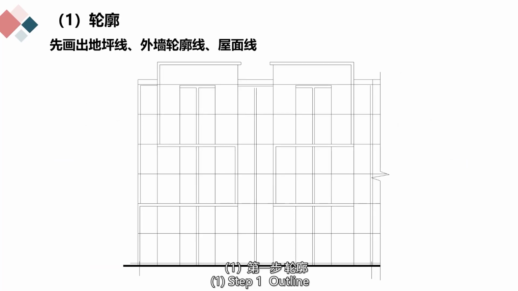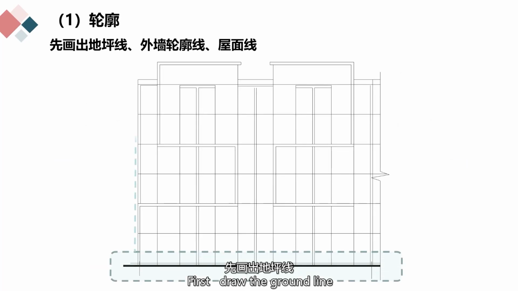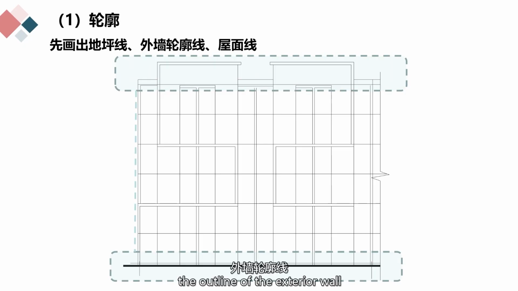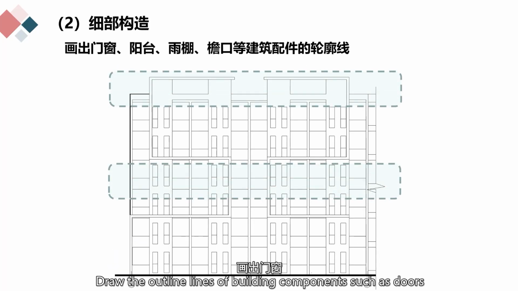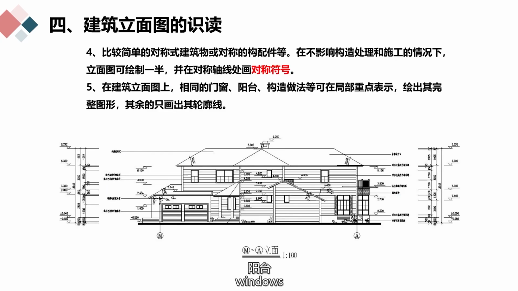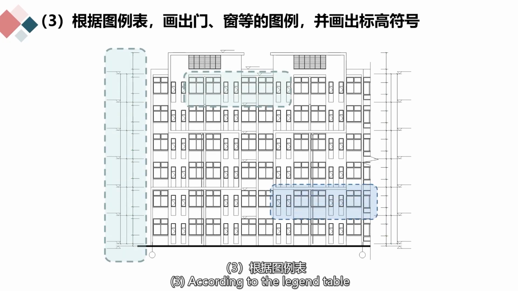Step 1. Outline. First, draw the ground line, the outline of the exterior wall, and the roof line. Step 2. Detailed structures. Draw the outline lines of building components such as doors, windows, balconies, canopies, and cornices. Step 3. According to the legend table, draw the legends of doors, windows, balconies, canopies, etc., and draw elevation symbols.